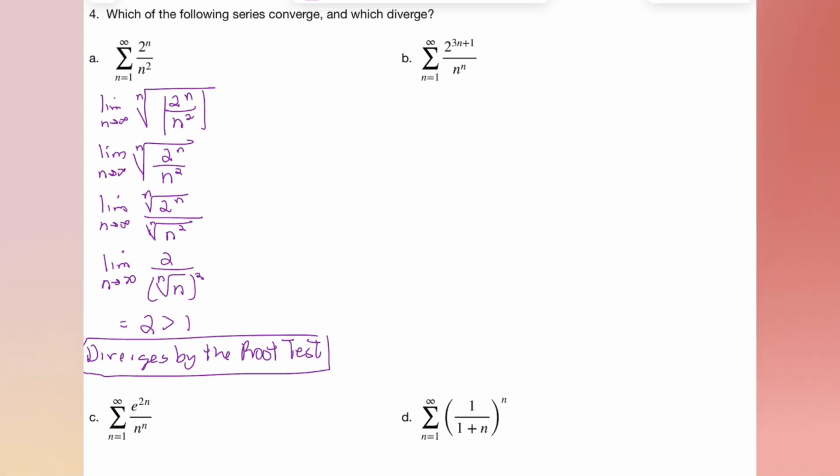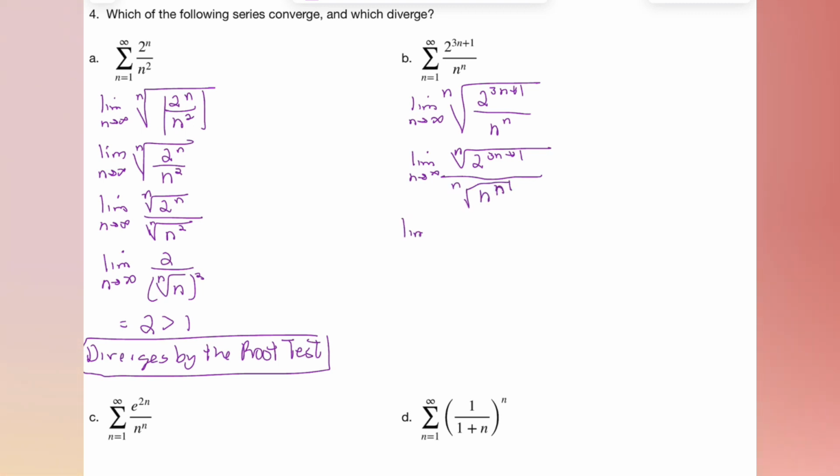Okay, looking at example B, we have the summation of n equals 1 to infinity of 2 raised to the 3n plus 1 power divided by n to the n. So let's try the root test. So we have the limit as n goes to infinity of the nth root of the absolute value of our a sub n term. And then we can break up our nth root to the numerator and denominator. The denominator, the nth root and the n power cancel each other out. So we have the nth root of 2 raised to the 3n plus 1 times the 1 over n power, because that's what nth root means, divided by n.